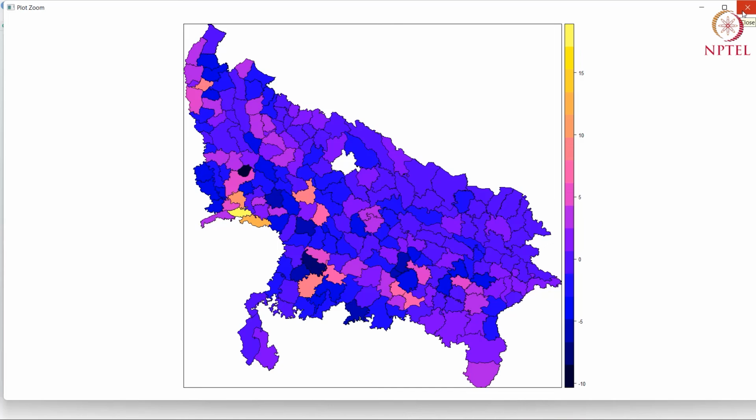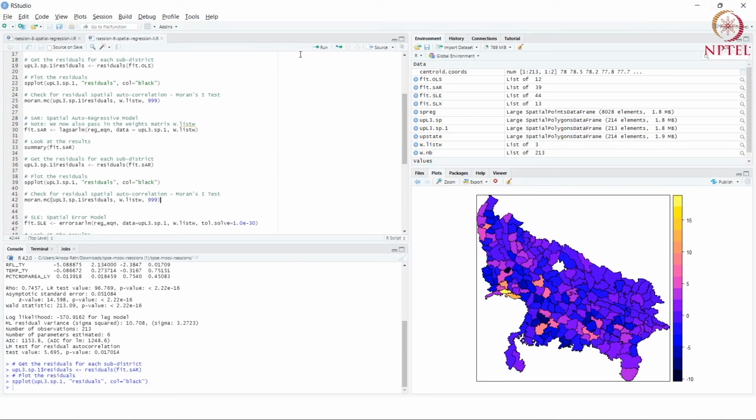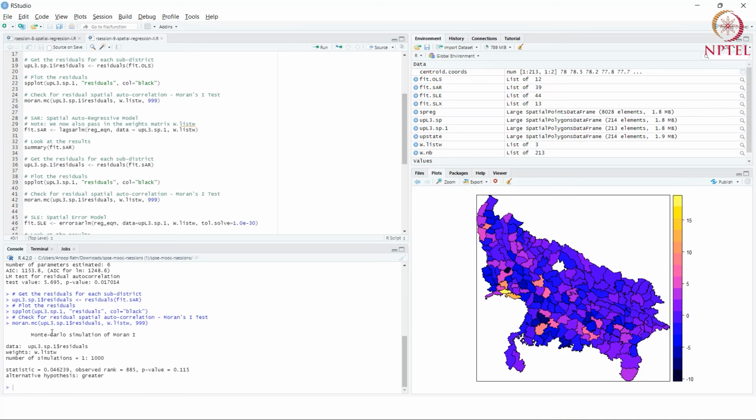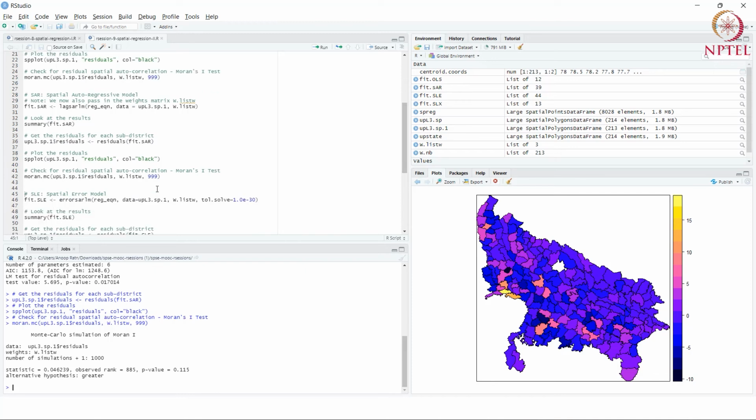It's a different picture from the previous one, but we still don't know. So we can run a Moran's I test and see. Now we see that the Moran's I test is actually not even that significant, and the statistic has a very low value. It's close to 0.04. So it seems that residual spatial autocorrelation has reduced significantly from the ordinary least squares model. That potentially means that we did a little better at capturing spatial relationships.